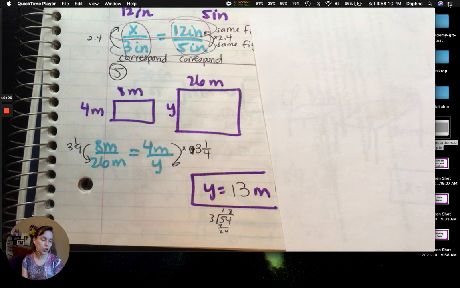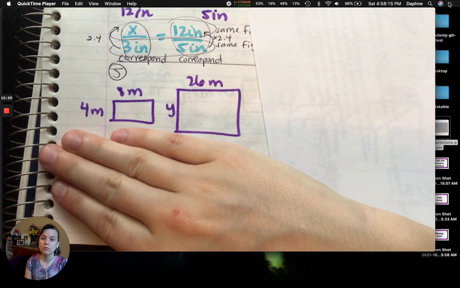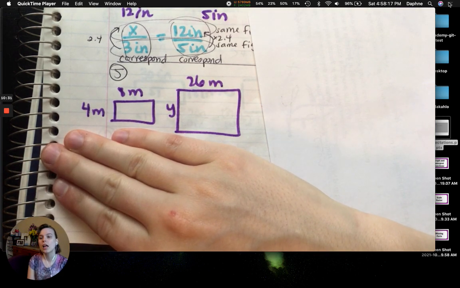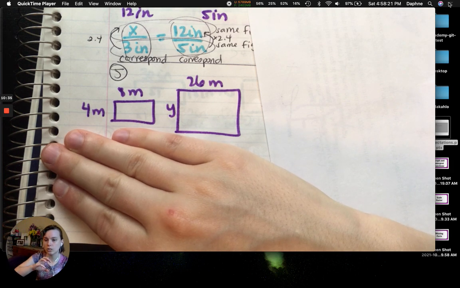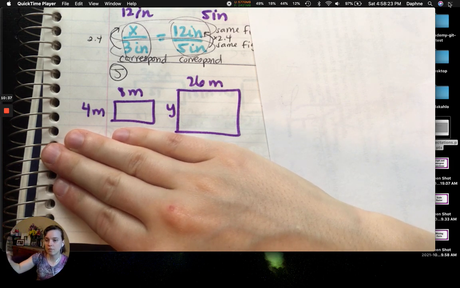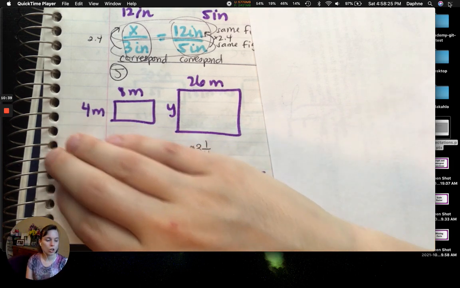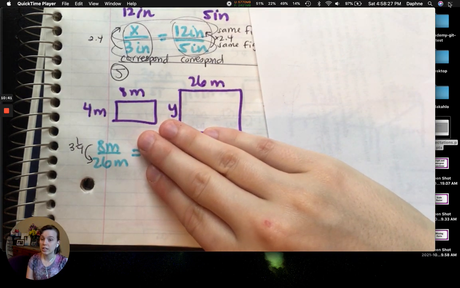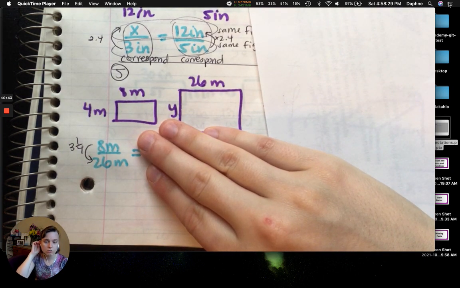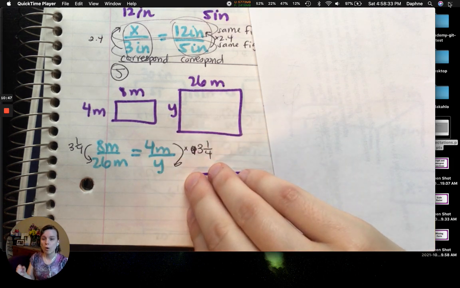So you're drawing those 2 rectangles. I want you to try to set up the proportion on your own. Yes, you may have just seen a glimpse of it, but pause the video here. Can you set up a proportion that corresponds, same figure, same figure? So you should have an 8 meters with a 26 meters as one of your fractions, or 26 over 8, okay? And then 4 meters over y.